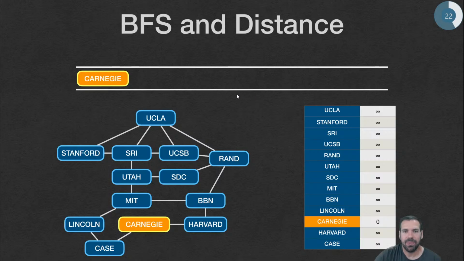Okay, so that's our setup. We created three data structures, a queue, an array list, and a hash map, and we enqueued our starting node, we marked our starting node as explored, so added it to our array list, and we added our starting node to our hash map with a distance of 0. That's all the initialization, that's all the setup.